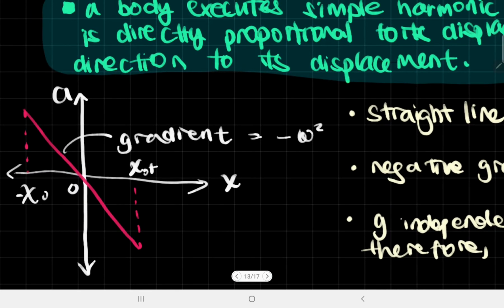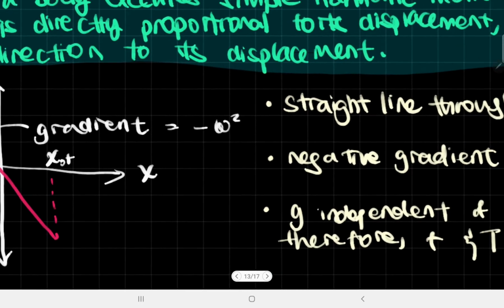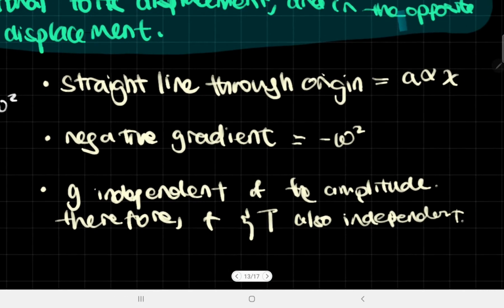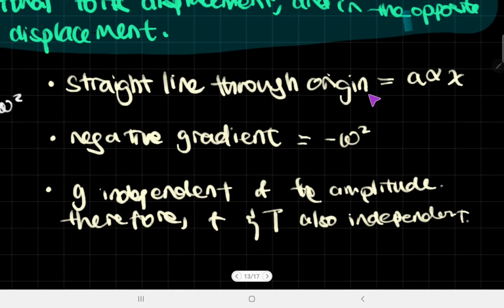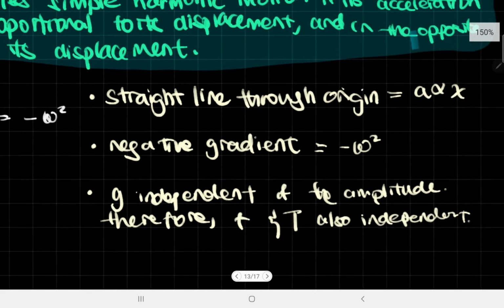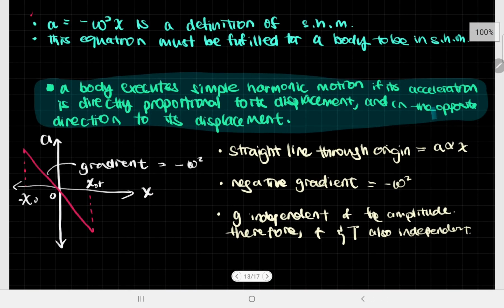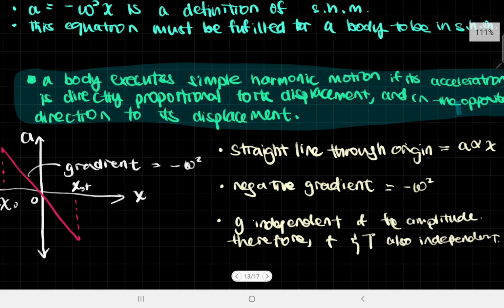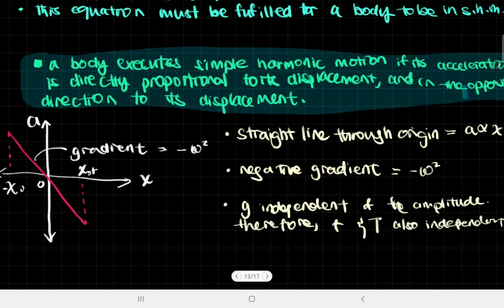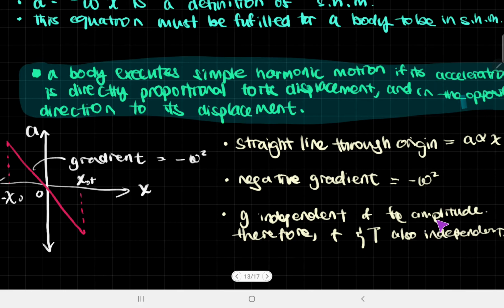So we would have a straight line graph passing through the origin. It's not perfect, but it is passing through the origin. And we can see its characteristics right here. It's a straight line through the origin. That's because the acceleration is directly proportional to the displacement. It has a negative gradient. It's because of the negative omega squared, the fact that it's going to be in the opposite direction to its displacement. And also the gradient is independent of the amplitude.